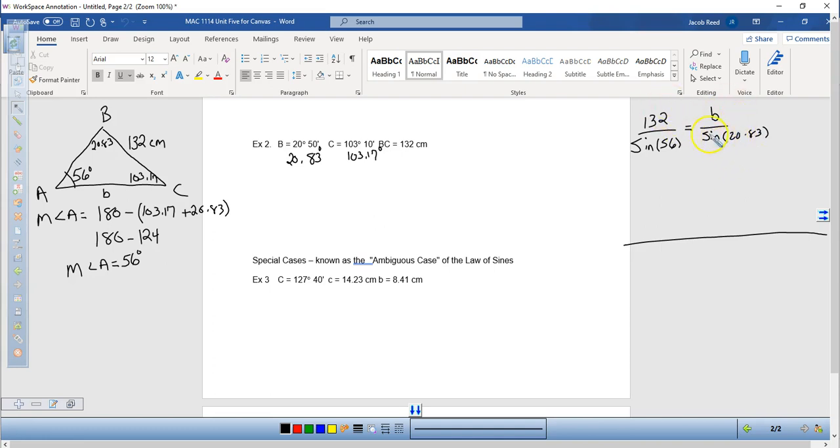Yet again, we don't have to do the full cross multiply since we're trying to solve for this numerator. I just have to multiply by the denominator, which moves it to the top of the other fraction. So I got 132 sine of 20.83 divided by sine 56. We type that into our calculator, 132 sine 20.83 divided by sine of 56, and I get 56.62. I've got 56.62 centimeters over there.